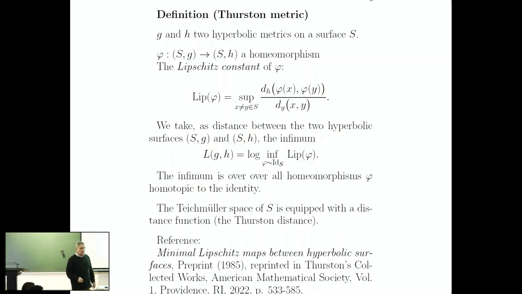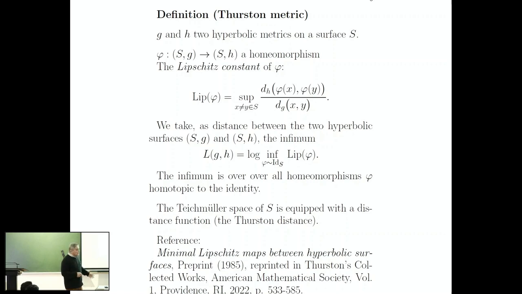Yes, tell me please. What if the Lipschitz constant is less than 1? This is a very good question, but this is special to hyperbolic geometry. The Lipschitz constant can never be less than 1. This is one of the first propositions in this paper, because we are talking about hyperbolic metrics.